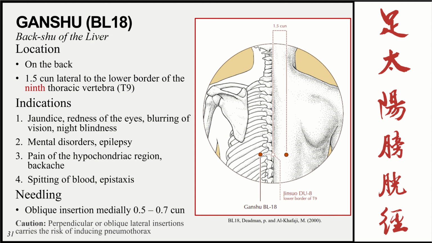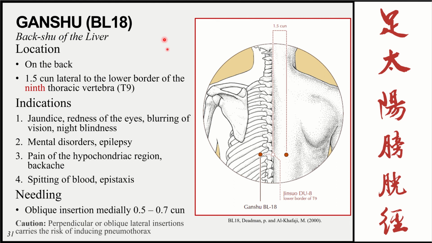Okay, and then bladder 18. So this is the back shu of the liver. And then one thing to note here, it's on the back, but it's 1.5 tun to the lower border of the ninth. The reason why I've put ninth highlighted here is if you remember the previous point was on T7. So we've skipped T8 and we've gone straight to T9. So yes, T8, we skipped it, we did T7 and then T9.